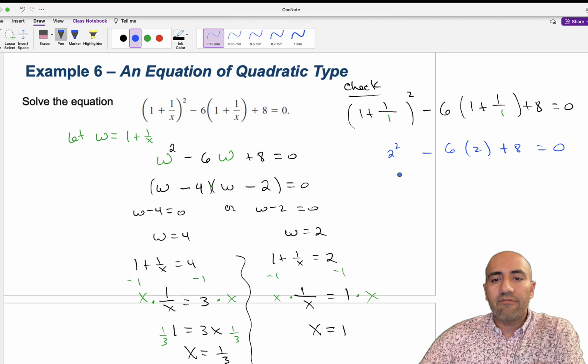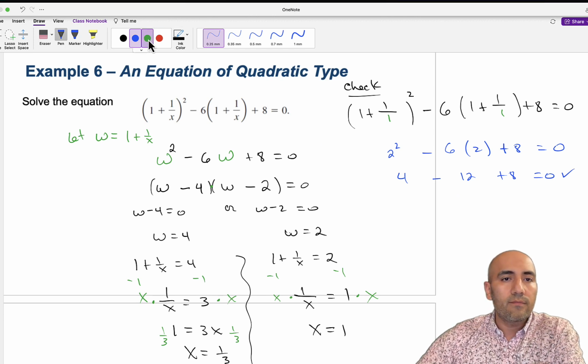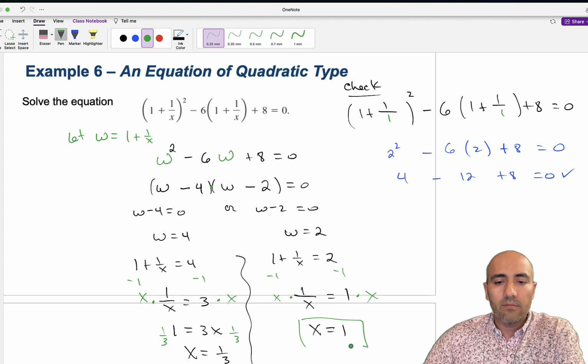That gives me a 4. 4 minus 12 plus 8 equals 0. Yes, it does. 4 minus 12 is negative 8, plus 8 gives you 0. So it worked out with the positive 1. So let's go ahead and box that up as an answer. What about this one? X equals 1/3. Is that an answer?